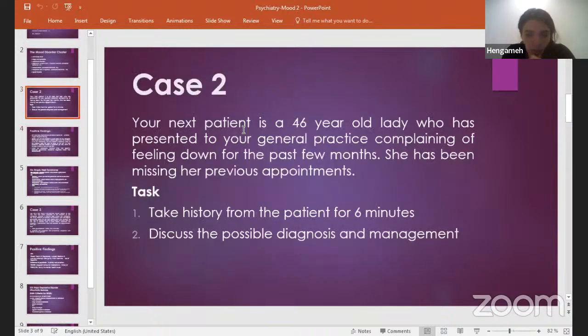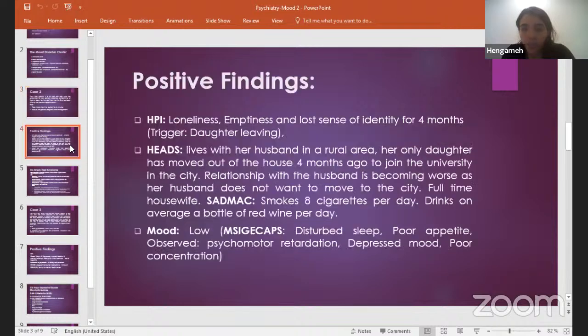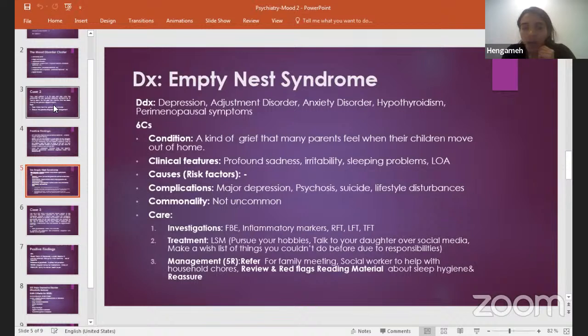Possible diagnosis and management. What you have is most likely empty nest syndrome. I'll explain to you what that is. It could also be a major depressive disorder. It could be due to anxiety. It could be adjustment disorder. It could be due to perimenopausal symptoms or endocrine causes like hypothyroidism, which is underactive thyroid.